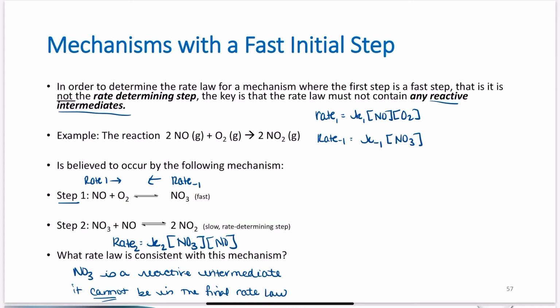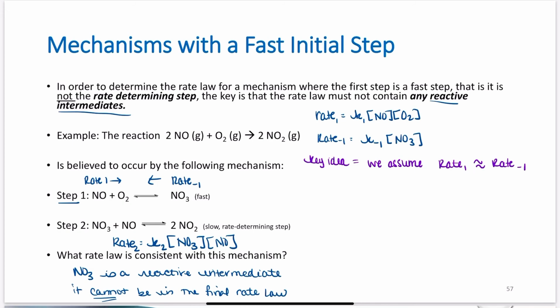The key idea here, we assume rate 1 is approximately equal to rate minus 1. So the forward reaction is approximately equal to the reverse reaction. Is that possible? Well, it's a fast step, so yeah, it's possible.